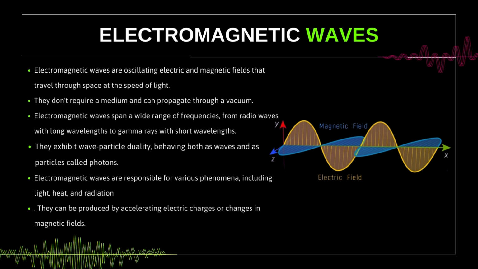Electromagnetic waves can span a wide range of frequencies, from radio waves with long wavelengths to gamma rays with short wavelengths. They exhibit wave-particle duality, behaving both as waves and as particles of light called photons. Electromagnetic waves are responsible for various phenomena, including light, heat, and radiation. They can be produced by acceleration of electric charges or changes in magnetic fields.